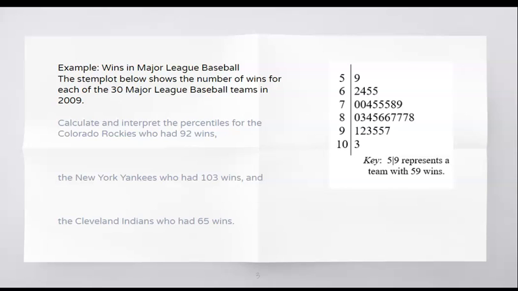All right, so let's try another example. Wins in Major League Baseball. The stem plot shows the number of wins for each of 30 Major League Baseball teams in 2009. Calculate and interpret the percentiles for the Colorado Rockies, who had 92 wins. All right, so first of all, I need to find the location of 92. So I find it right here. There's the 9, there's the 2.